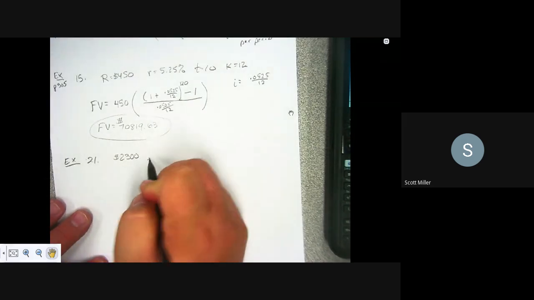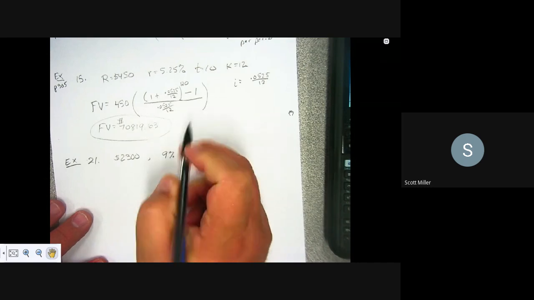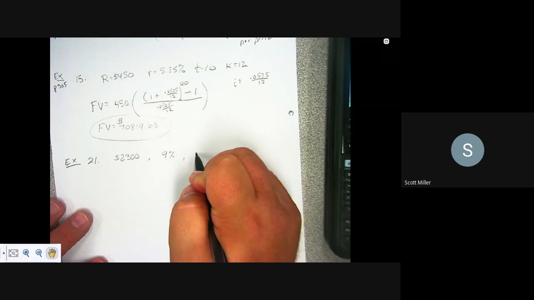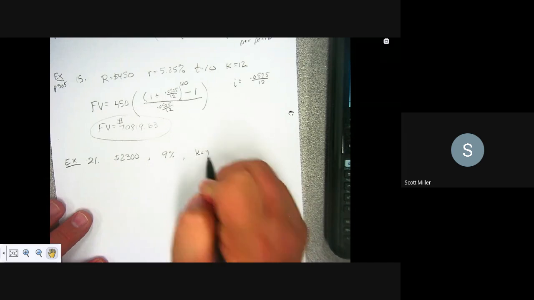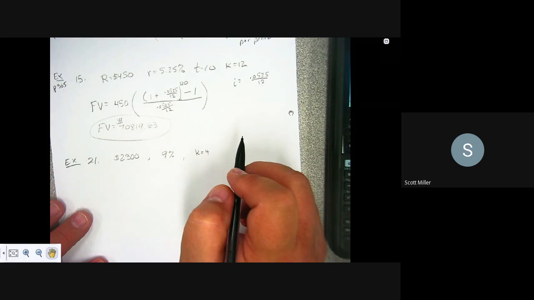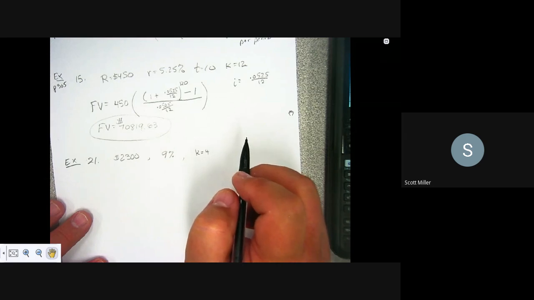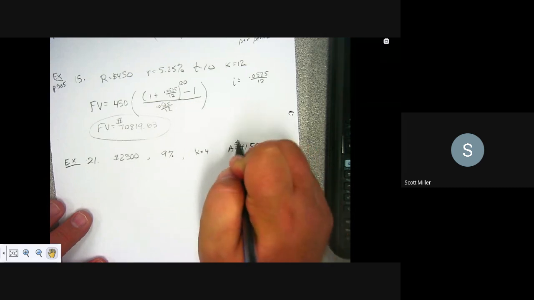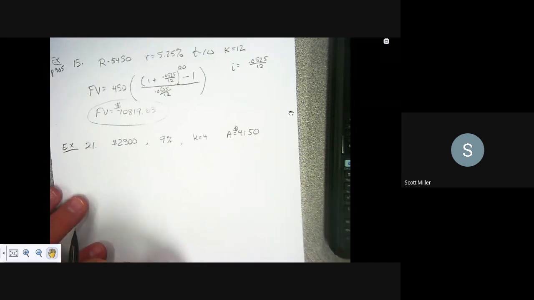It says, if John invests $2,300 in a savings account that pays 9% interest, compounded quarterly. So in this case, K would be 4, quarterly. How long would it take John's account to have a balance of $4,150? So in other words, I want A to equal $4,150. So this is using the compound interest concept.